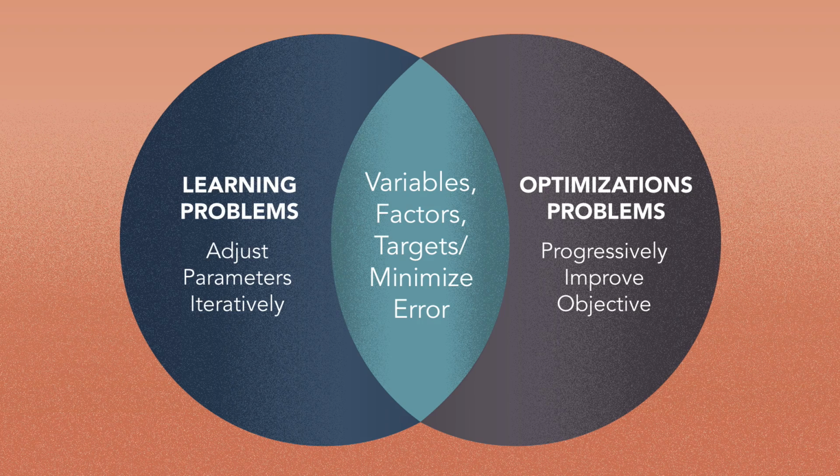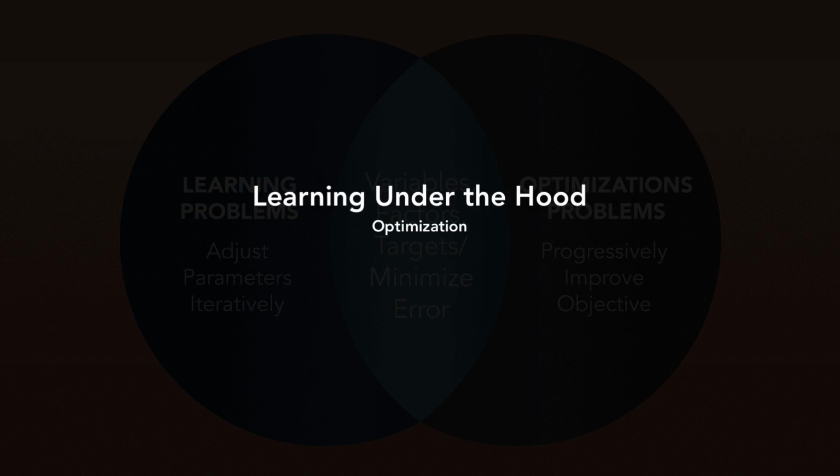Why is this relevant? Learning problems are trained by minimizing error between predictions and actual values across a large dataset. In other words, they're trained by optimization methods that are stochastic. But why is that? Learning and optimization problems have many things in common structurally.